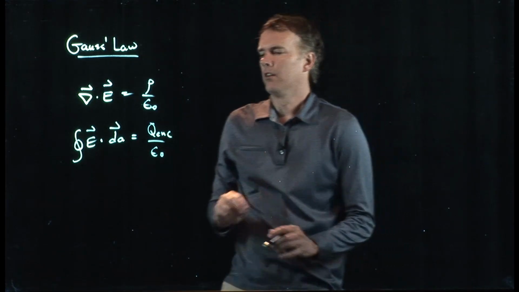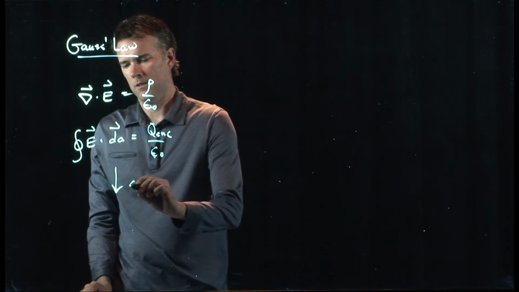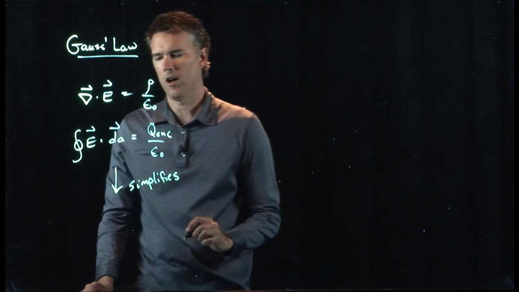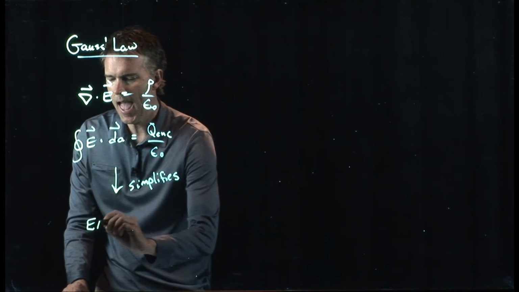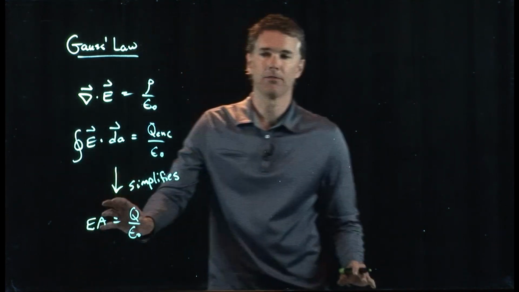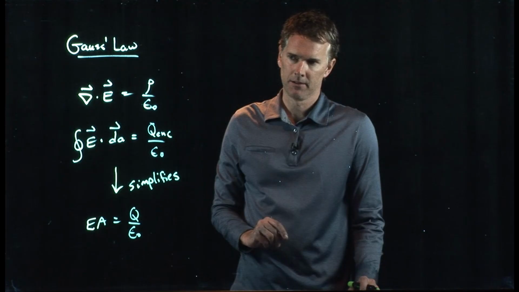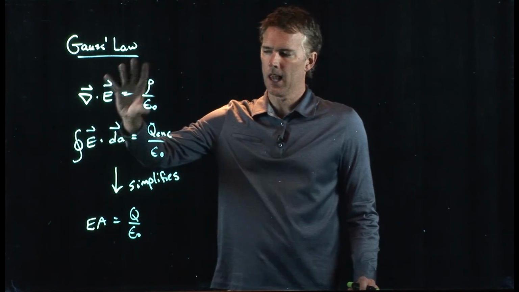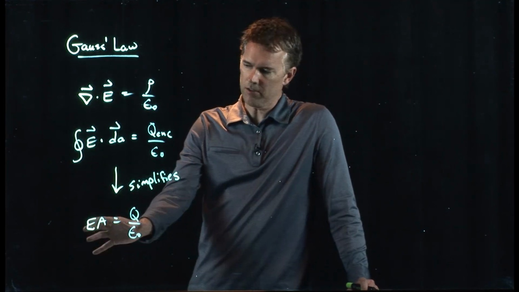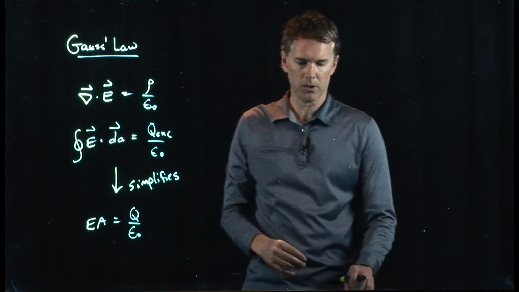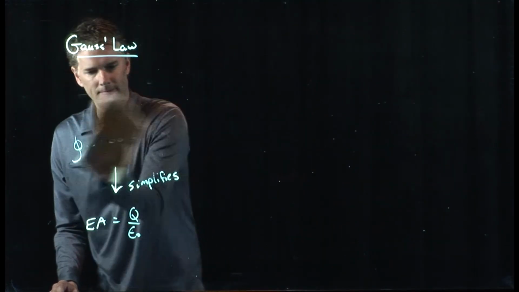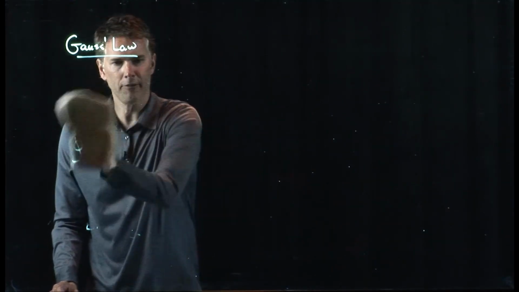This simplifies greatly in a lot of cases to the following. EA equals Q over epsilon naught. And that's what we talked about today in class. Know that there is a lot more to it, but it simplifies in a great number of problems to just this: E times A equals Q over epsilon naught. So let's attack it from that point of view. You can immediately forget what I just said.